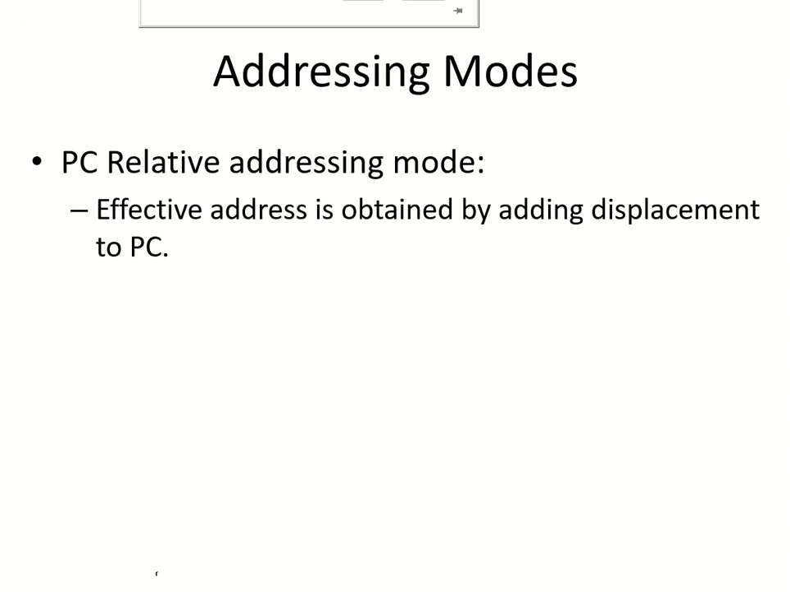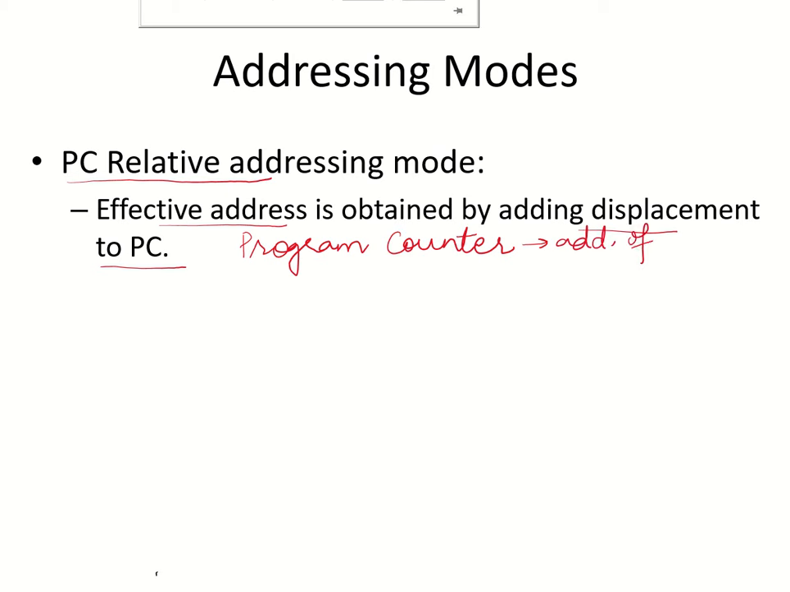In this lesson, let us look at another addressing mode, which is the PC relative addressing mode. The effective address is obtained by adding some displacement to the value contained in the program counter. The program counter contains the address of the next instruction that has to be executed.